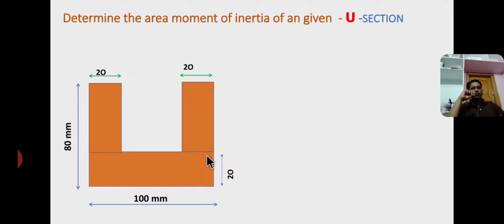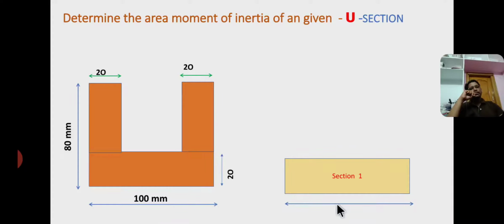First of all, you have to split up this U section into 3 rectangles. Now I consider the bottom rectangle as section 1 having dimensions base b1 equal to 100 mm and height or depth d1 equal to 20 mm. So I consider from here to here and this thickness as section 1. Okay, 1 refers to section 1, b refers to base, d refers to depth or height.